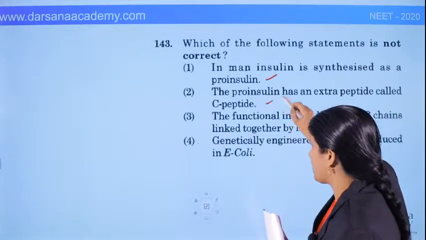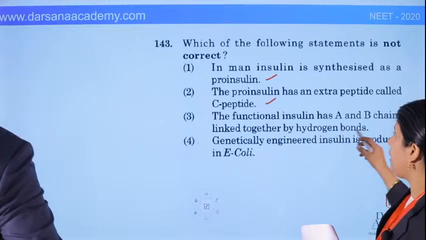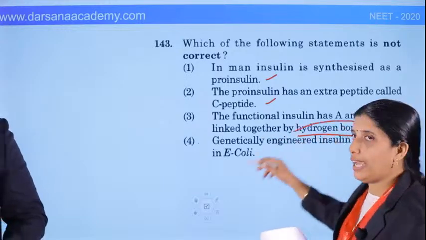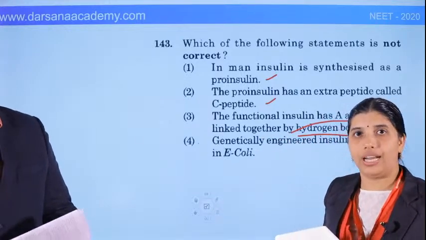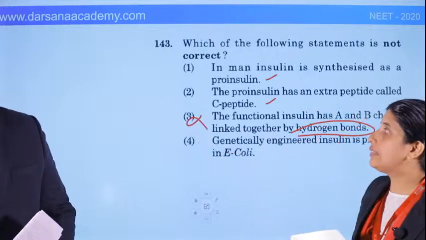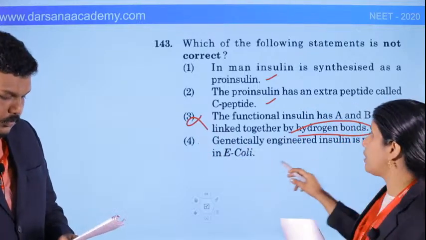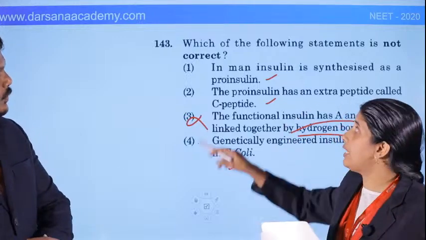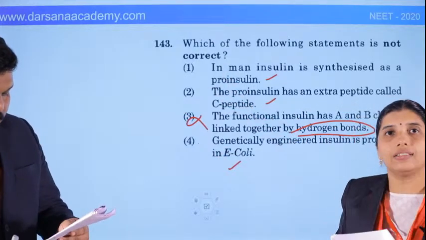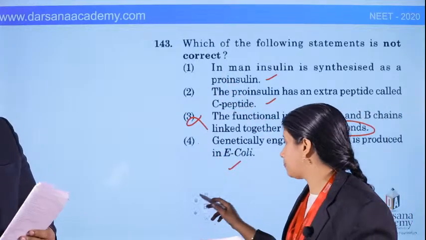The functional insulin has A and B chains linked together by hydrogen bond. No, disulfide bond. We know that is wrong. This one is wrong. 3 is wrong for 143. Genetically engineered insulin is produced in E. coli. That is also in the NCERT. What is the answer for this question number 143? 3 is the correct answer for this question.